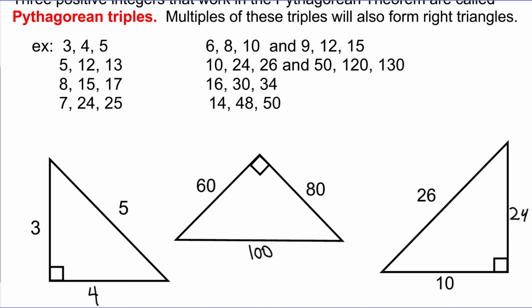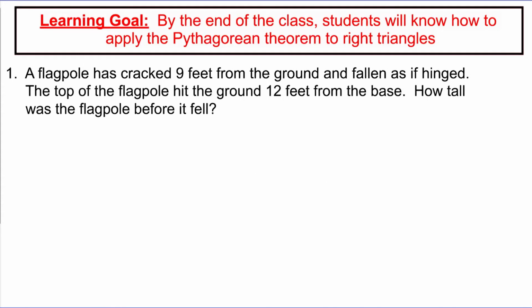So we're going to do a couple of word problems just to kind of apply this idea of the Pythagorean theorem to some advanced problems, okay? So this example here, they're saying a flagpole has cracked 9 feet from the ground and it fell over as if hinged. So what does that mean, right? So we're going to draw a flagpole. We're kind of saying there's this flagpole, okay, and it broke, right? So at some point it broke and it fell over, right, and it's kind of laying like that, okay? And then there's the ground, right?